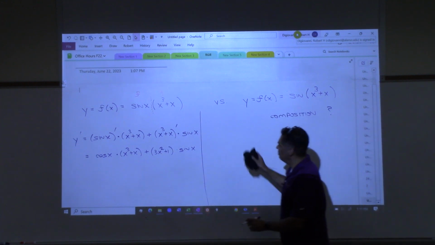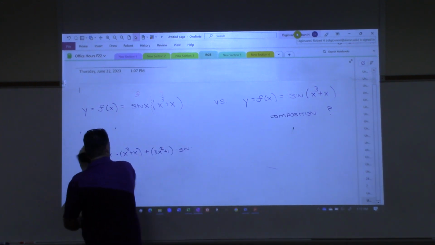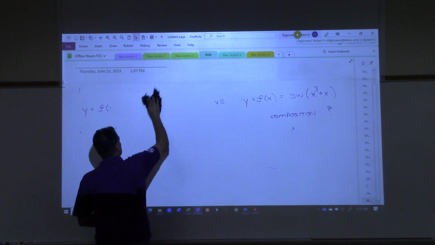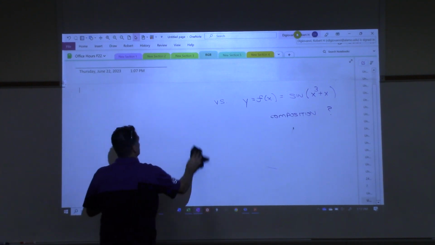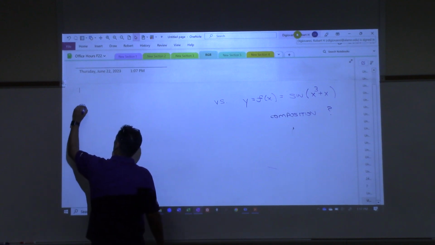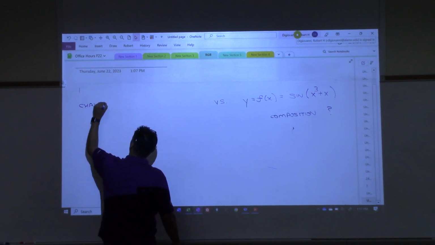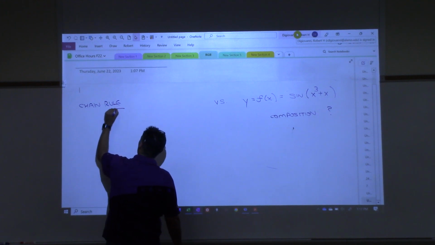You ready for the chain rule? I'm going to give you the rule. I'm not going to prove it. I could prove it, but I think we agreed last time I had proven the product rule. That was enough for us. So I'm going to just give you the chain rule. And there's several versions of the chain rule. I'm going to give you the one that appears on your formula sheet.